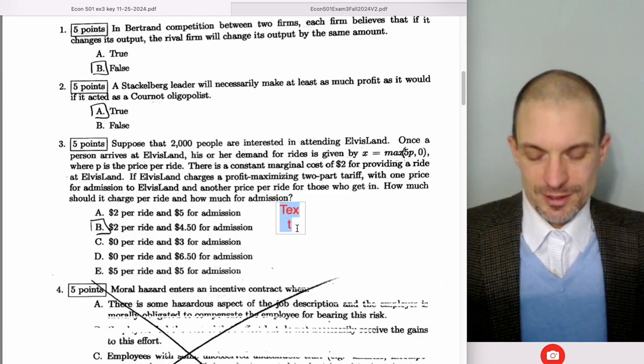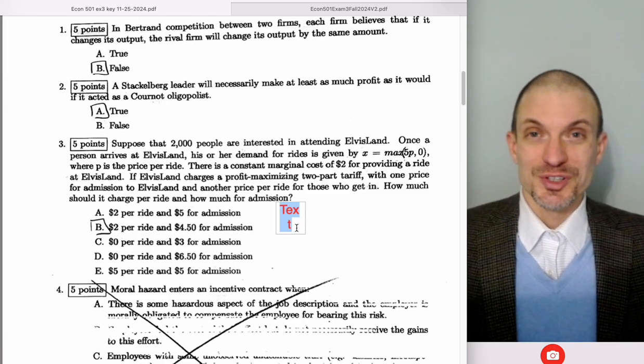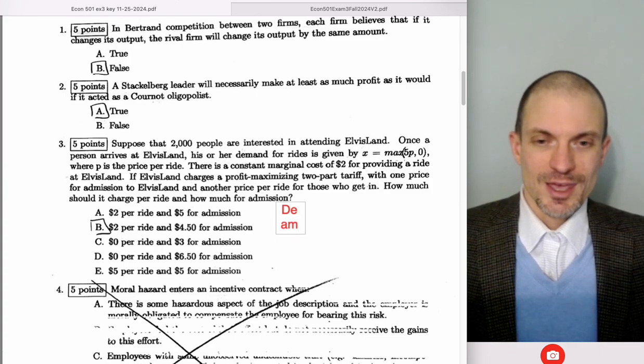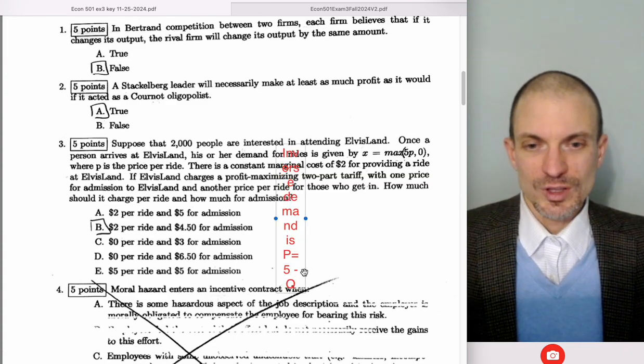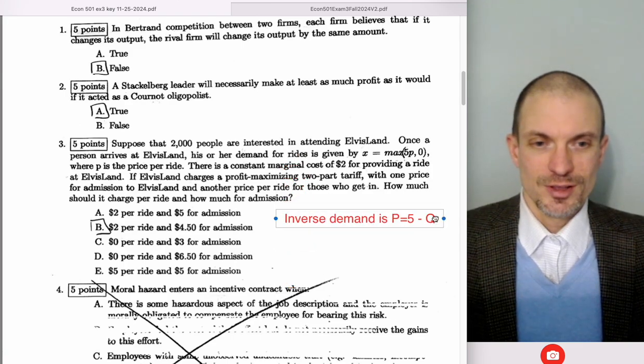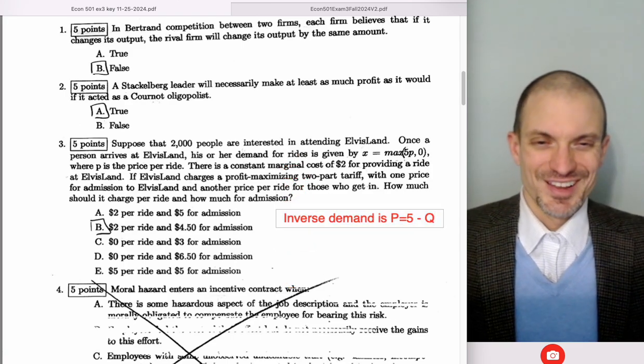So the demand, and sorry, my microphone's really close to where I'm typing, so this could maybe be a little bit louder than I intend. So inverse demand is 5 minus Q. I can't draw the graph right here, sorry. Wish I could, but I hadn't thought of doing this until just now.